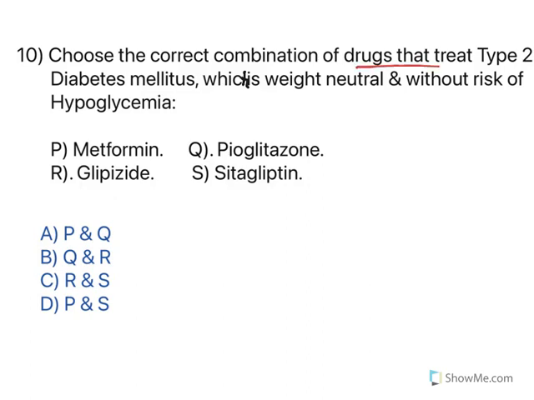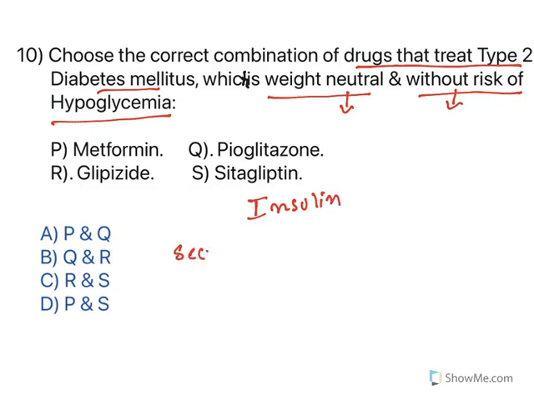Choose the correct combination of drugs that treat type 2 diabetes mellitus, which is weight neutral and without risk of hypoglycemia. Let us understand this. You need to pick two drugs which will not affect weight and which do not cause hypoglycemia. To treat diabetes mellitus, you have two classes. The classes are known as insulin secretagogues. An insulin secretagogue means an agent which is enhancing the release of insulin. The other one is insulin sensitizer. Sensitizers will not increase the levels of insulin but make the cells sensitive towards insulin.